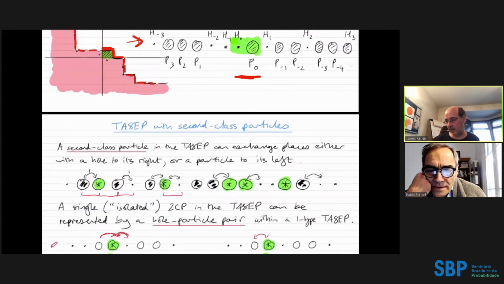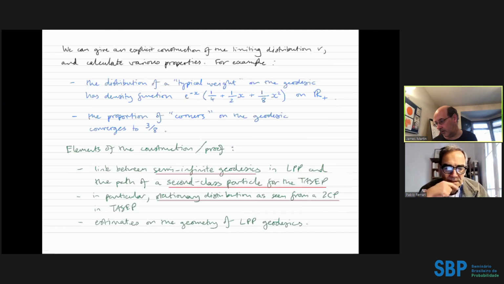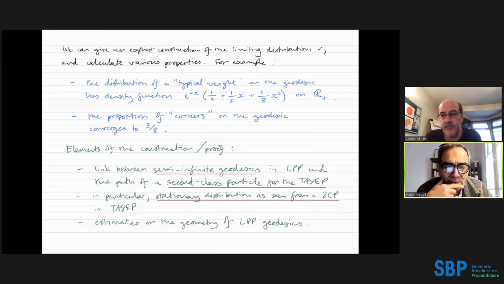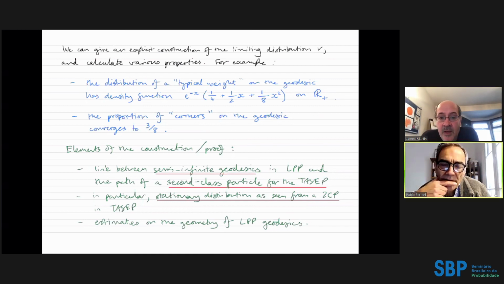Let me go back. Yeah. So where we had this. That thing. What do you mean here with that typical weight? Well, it literally just means that, supposing, let me take the weight that's halfway along the geodesic. Okay, so I take a big geodesic from 0,0 to n, and I look at the weight that's halfway along. The distribution of that weight converges to a distribution with that density function.